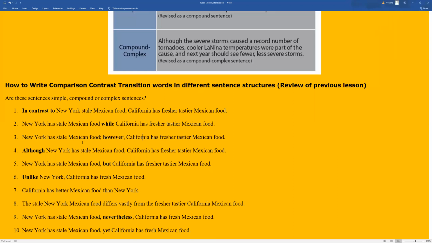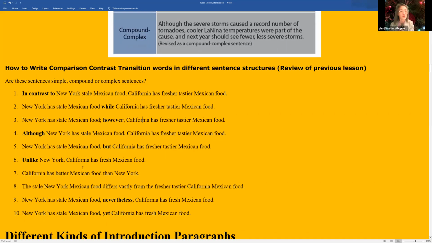It's her turn. I just went, but it's a complex. It's complex, yes. And then this one, everybody knows is compound because I gave it away. All right. And so, unlike New York, California has fresh Mexican food. Is that simple, compound, or complex? Would it be simple? Yes, excellent.